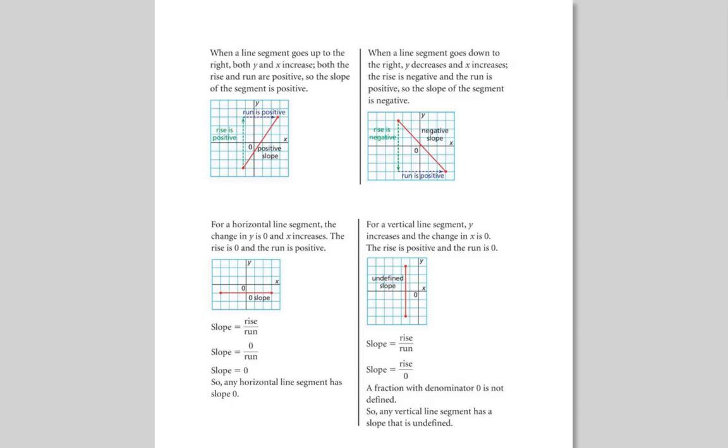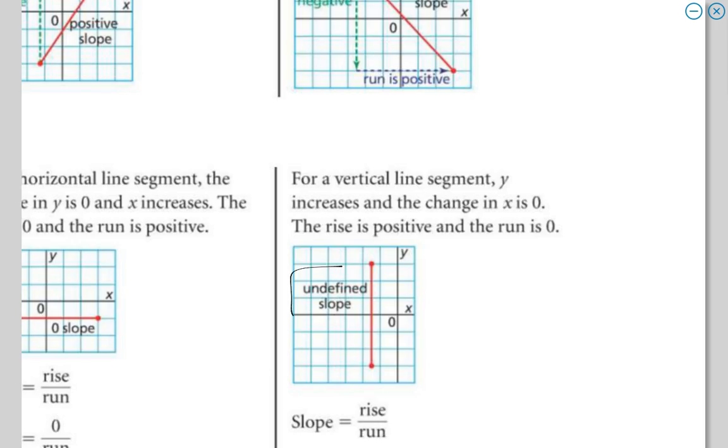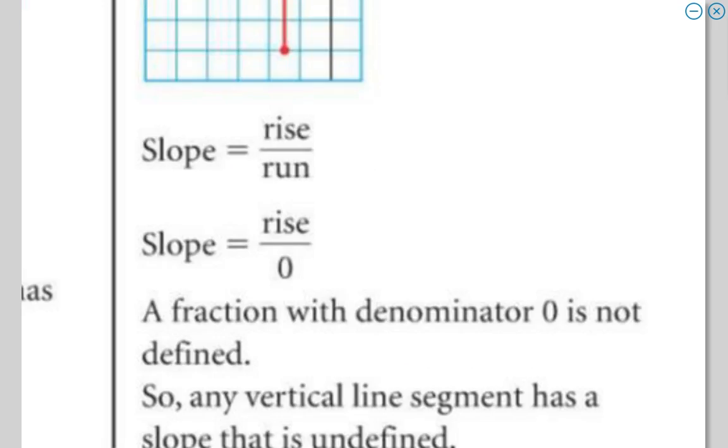So this is the, yeah, you're going to want to definitely highlight this, undefined. Because what ends up happening is when you go to do the formula, you have some change in y divided by nothing. And this is impossible. You cannot divide by 0. If you try it in your calculator, you get the divide by 0 error. So try 5 divided by 0.